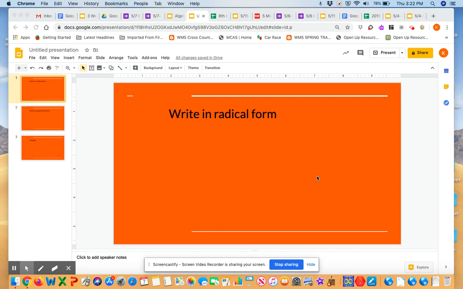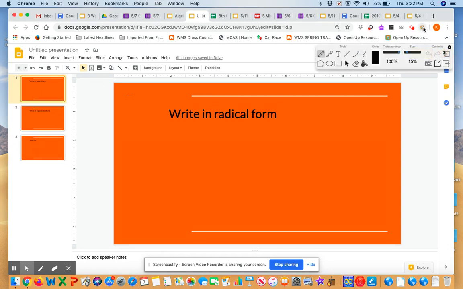Today I'll show you a couple of ways that we can write some square roots or radicals in radical form or fractional exponents in radical form. So let's get rolling here. The first one that I'd like to do today, I actually have three quick examples, really fast ones. So here's the first one.